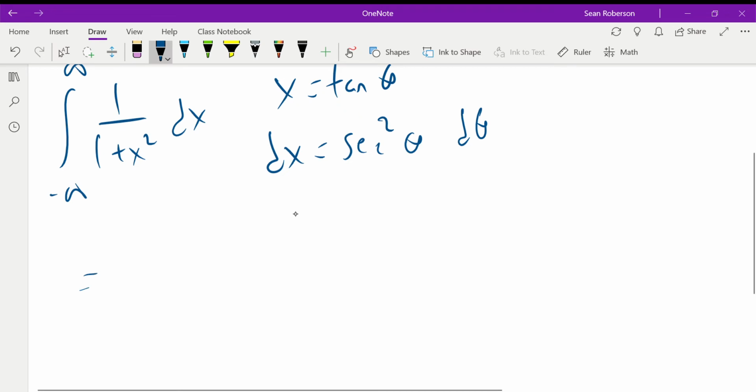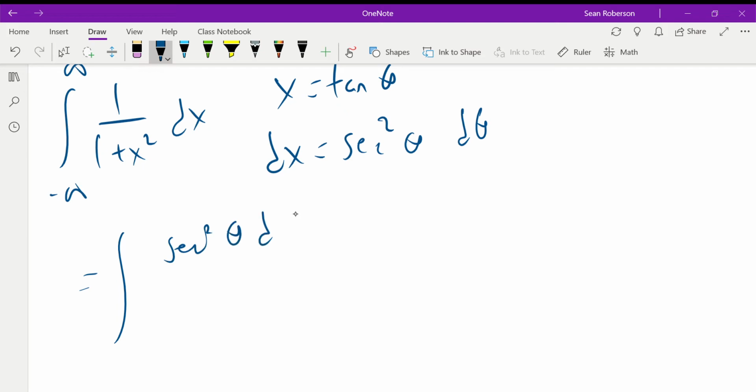So this becomes an integral in theta now. dx is secant squared theta d theta. And on the bottom here, I'll have 1 plus tangent squared theta. And my limits of integration, well, it's just the same from the above. Theta goes from minus pi over 2 to pi over 2.